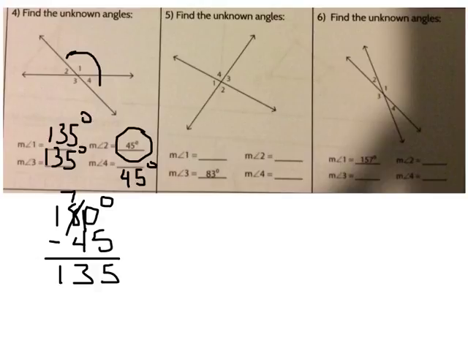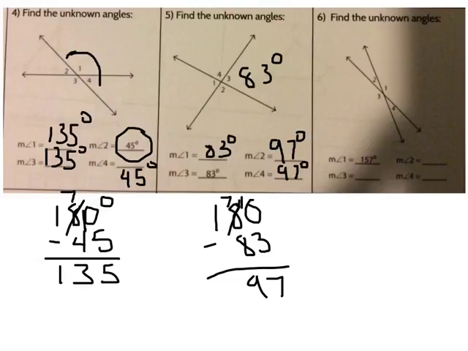Now you try number 5. Angle 3 is 83 degrees. Solve for the other three angles. Angle 1 must be 83 degrees because it is vertical to angle 3. I can subtract 180 minus 83 to find that angle 2 and angle 4 are 97 degrees.